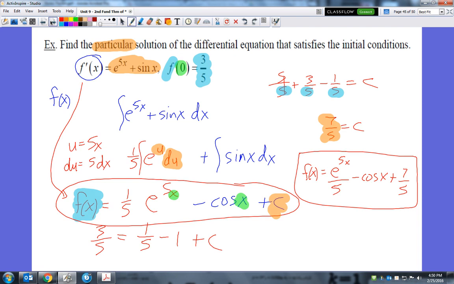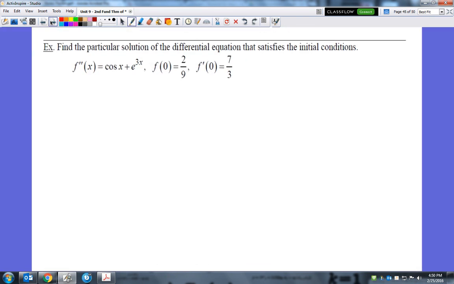Okay, so let's do another one. Find the particular solution for this differential equation. Now we're going to do two levels of derivatives, or sorry, integrals, because I need to get to f of x. And right now I'm 2 levels away. I'm at f double prime. Okay, so let's integrate it once.